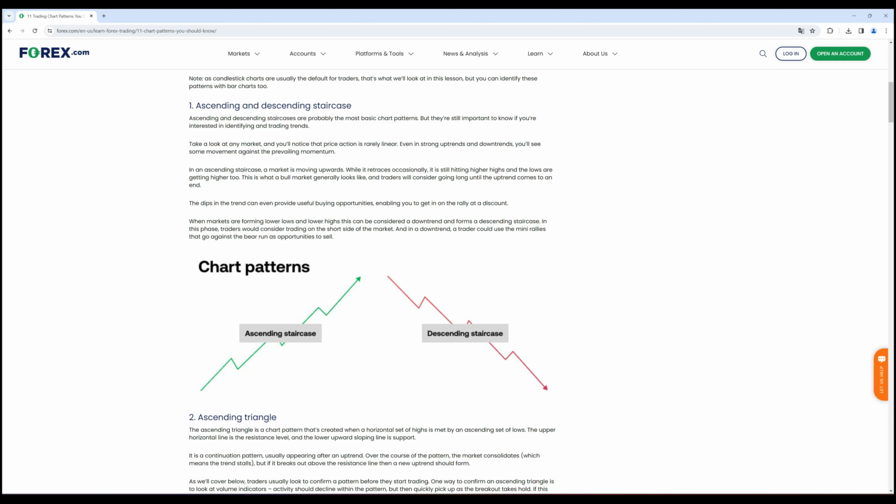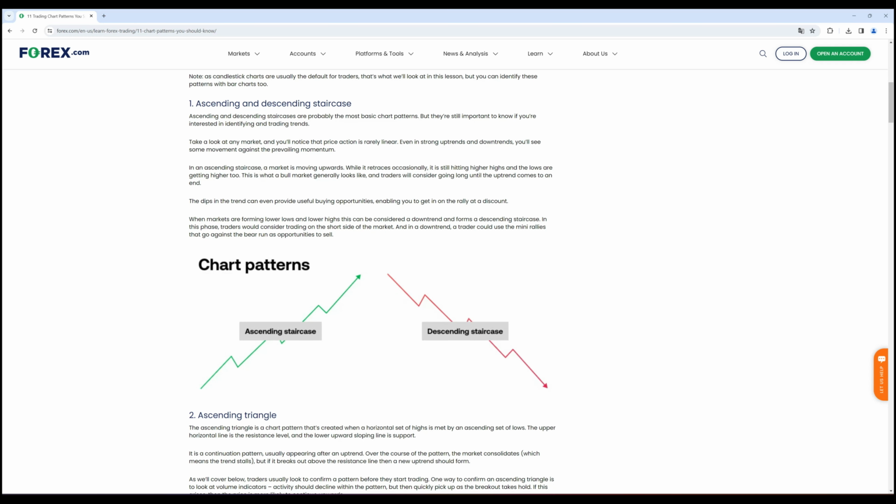But when you come to the descending staircase, the downtrend, a trader could use the mini rallies that go against the bear run as opportunities to sell.